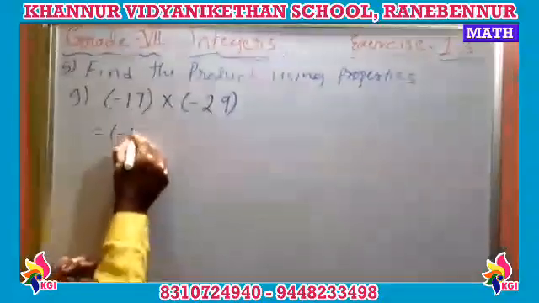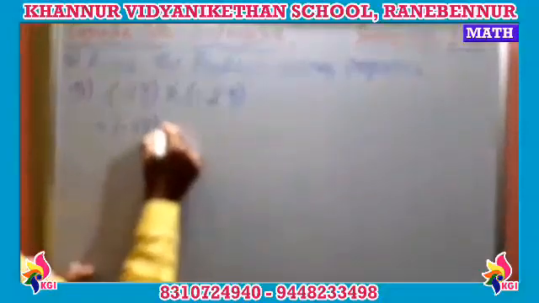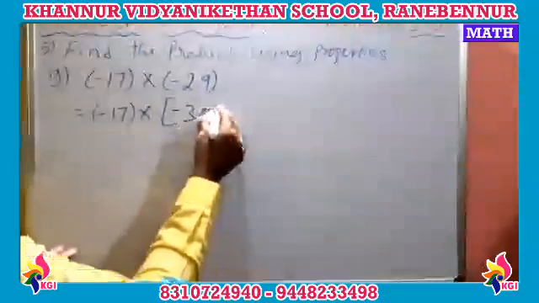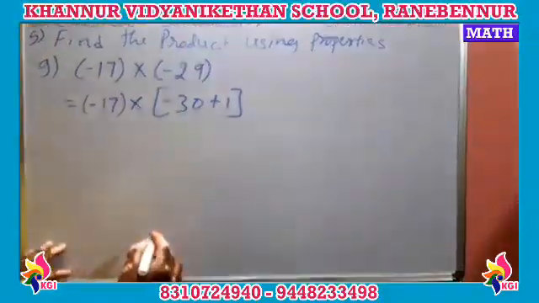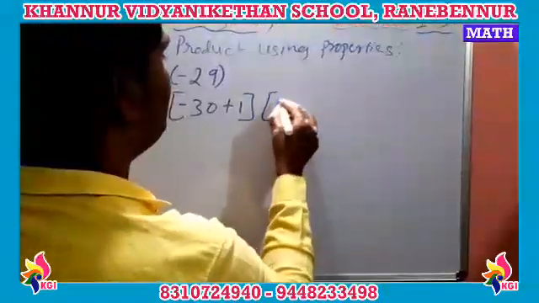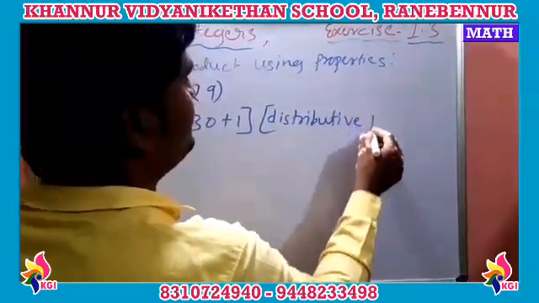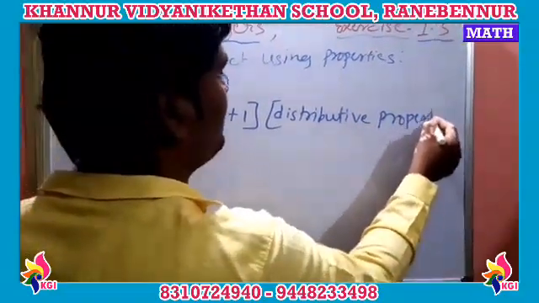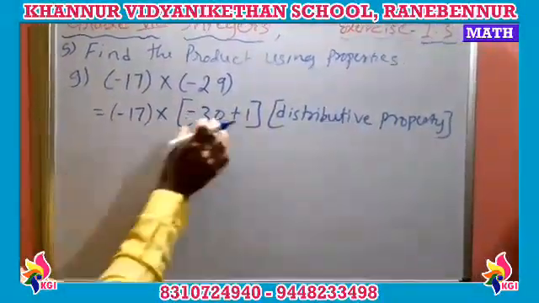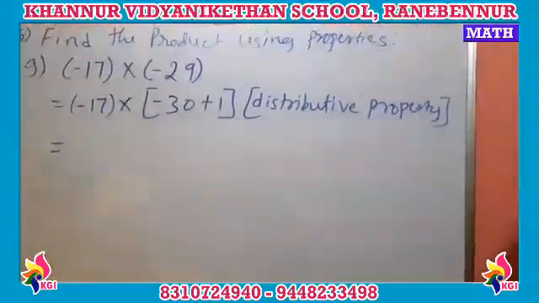Okay. So I take minus 17 outside. I write this minus 29 as minus 30 plus 1. It will become minus 29 only. Okay. So now which property can I use? I can use the same thing again, distributive property. The distributive property says that a(b + c) gives a into b plus a into c.